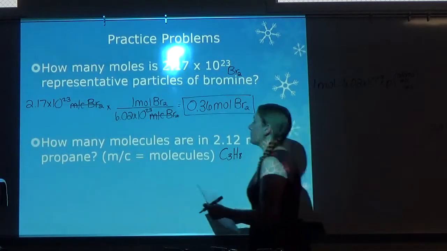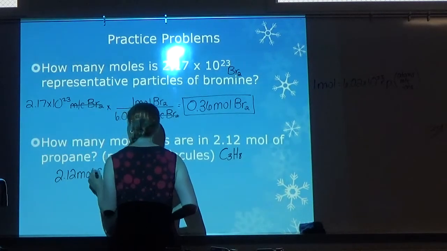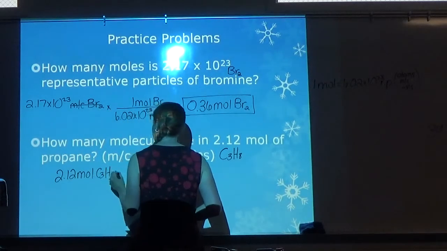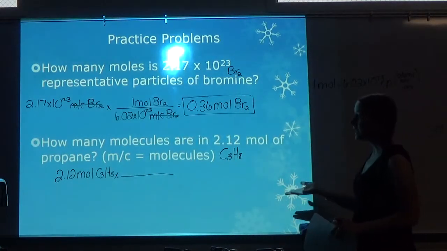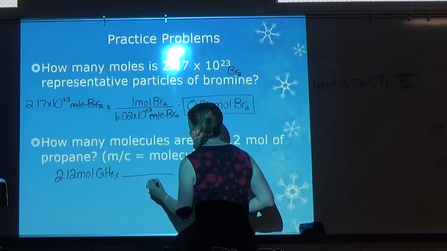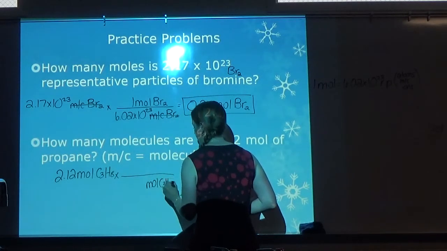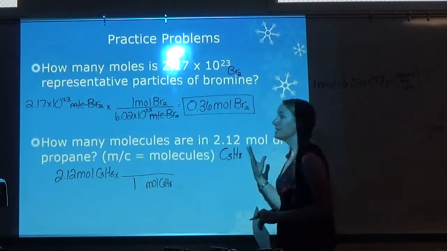And so then we just start with what we know. So we have 2.12 moles of propane, which is C3H8. And so then we follow our golden rule. This time, because moles is on top, I'm going to put my moles on bottom. So how many moles? Well, it's 1 mole. All right, so see, that's the problem.